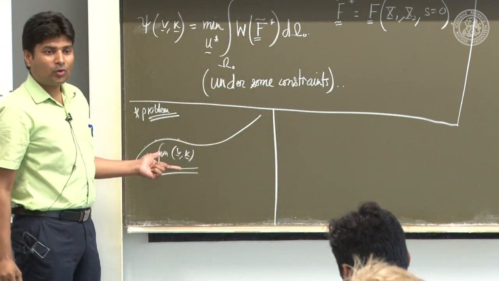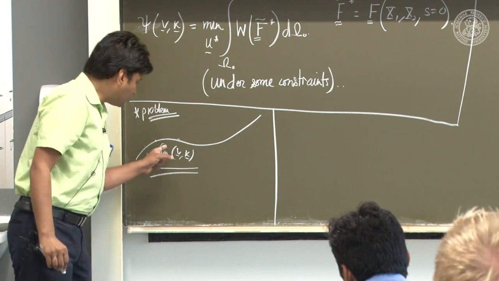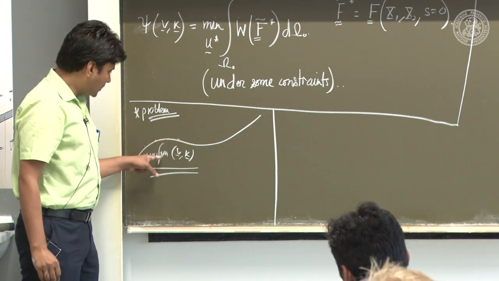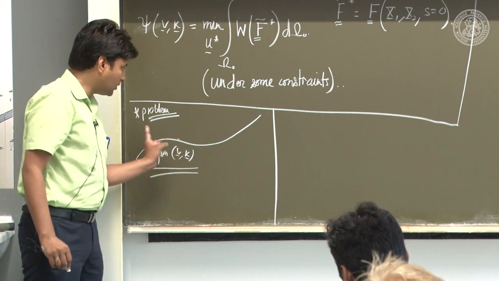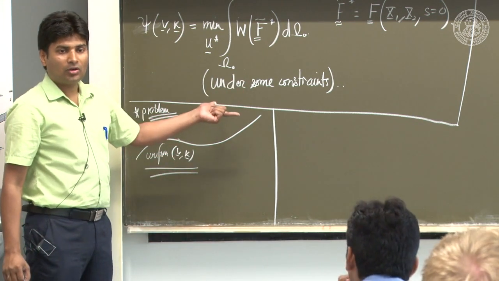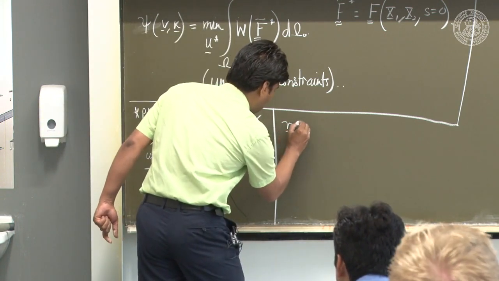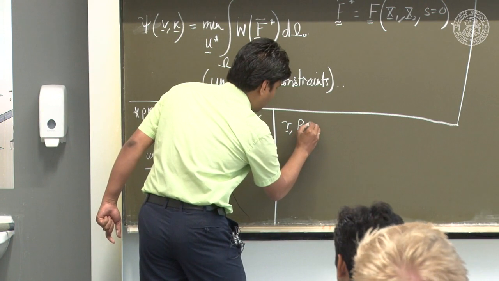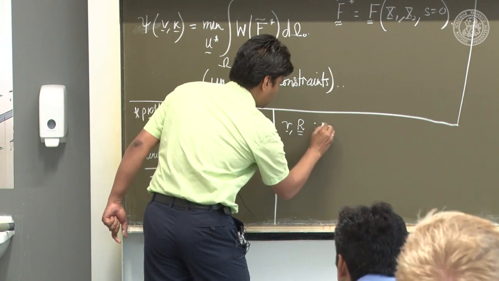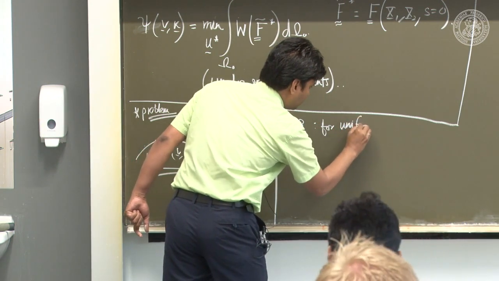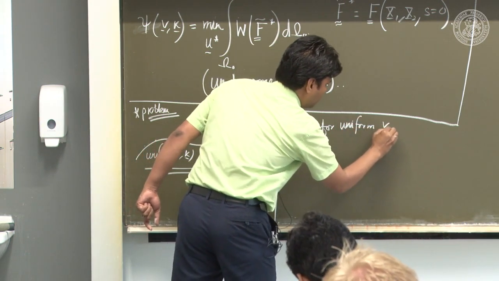So, our first goal would be to obtain the configuration of the rod. When the rod is subjected to uniform v and k, how does the configuration look like? What is your little r and what is your capital R for uniform v comma k?